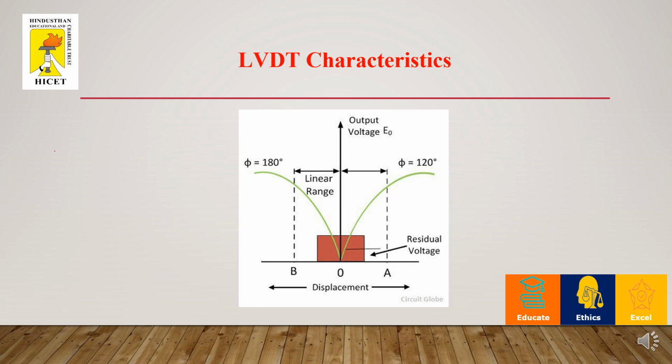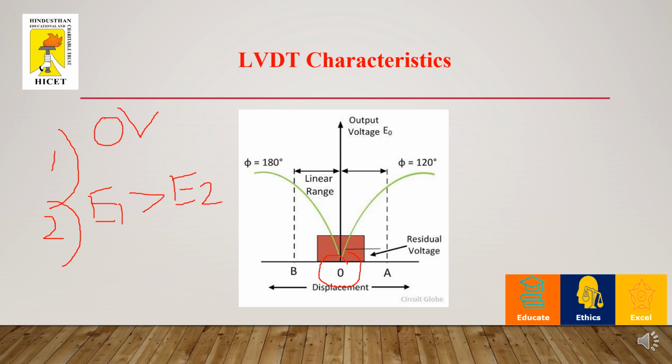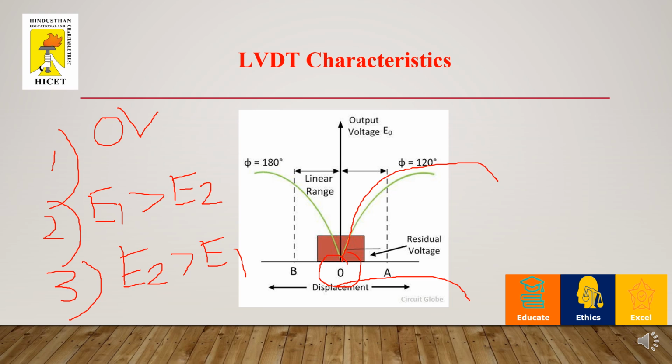The condition number 1 is null position. So I can say that the displacement is 0 or 0 voltage. In case 2, when the core is moving towards the left position, I can say that it may be in the positive mode, that is E1 is always greater than E2. In case of the third condition, when my LVDT core is moving towards the right, it is very obvious that E2 will be greater than E1. So from this observation, I can arrive at a characteristics curve where the displacement may be towards the positive side, that is E1 is greater than E2, or E2 is greater than E1 on the left side.